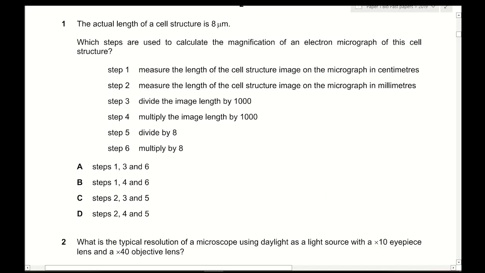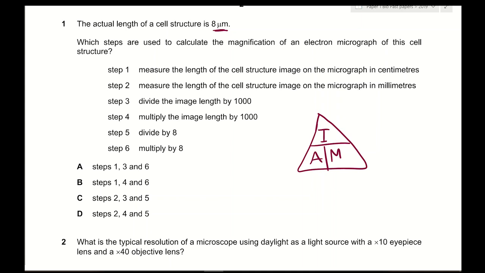Question number one. The actual length of a cell structure is 8 micrometers. Which steps are used to calculate the magnification of an electron micrograph of this cell structure? Now, let's see the suggestions that we have here. As we all know, magnification is image size divided by actual size.